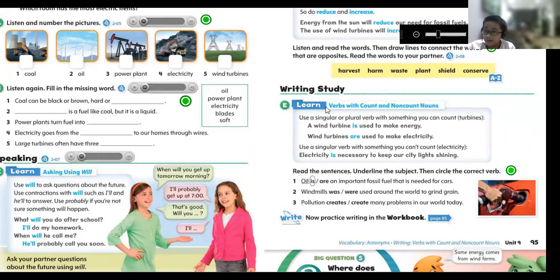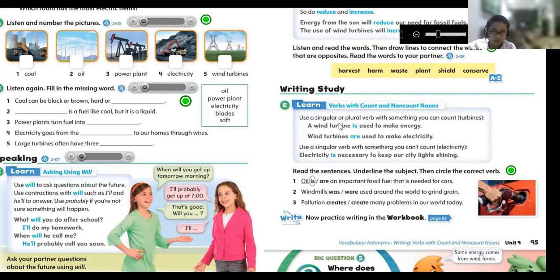A countable noun is, my family has 4 plates. Very good. The uncountable noun is, my family has bread. It doesn't have an s, not breads. Bread. Okay, that's correct. Thank you so much. Wow, you're really good at that. Good job.